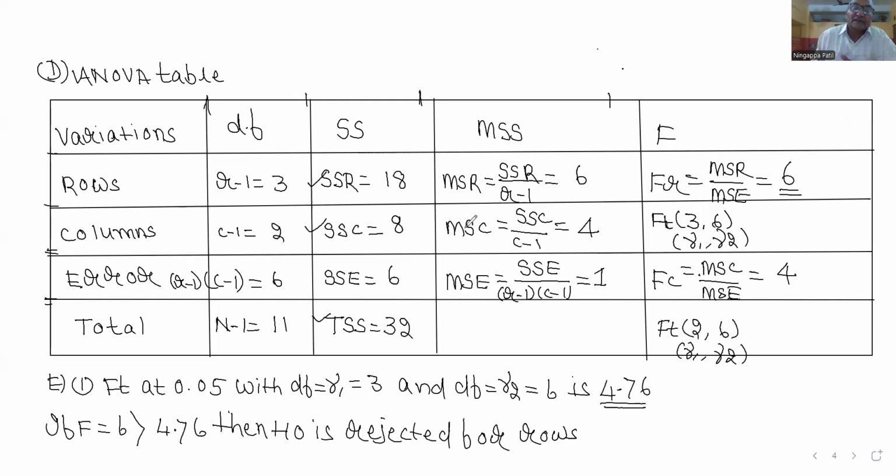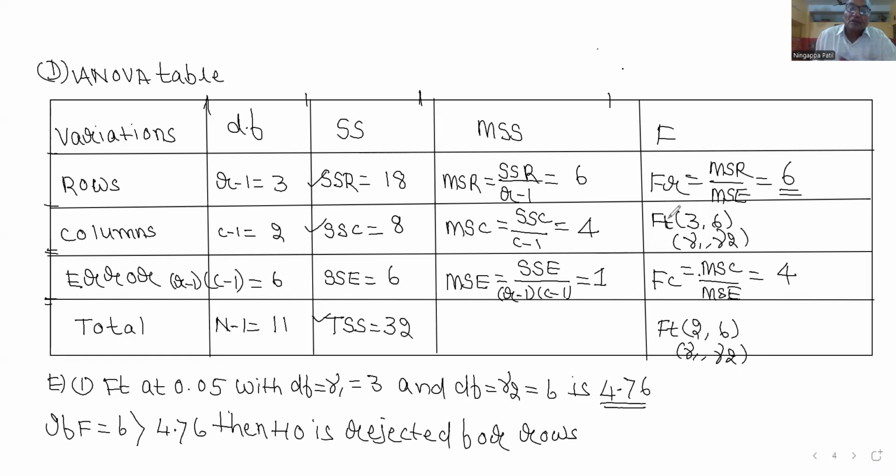Suppose MSC is greater, then MSC divided by these 2 values you have to take. Suppose MSC is 15, then 15 upon 6 and 15 upon 4 you have to take. But here MSC is smaller than MSR, so MSR upon MSE: 6 upon 1, 6.